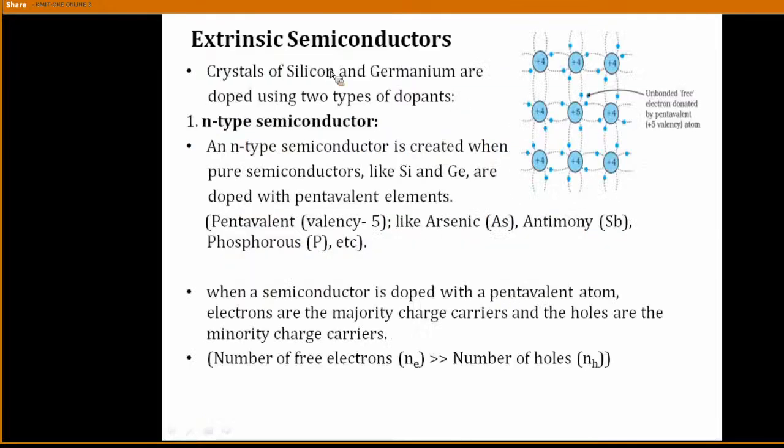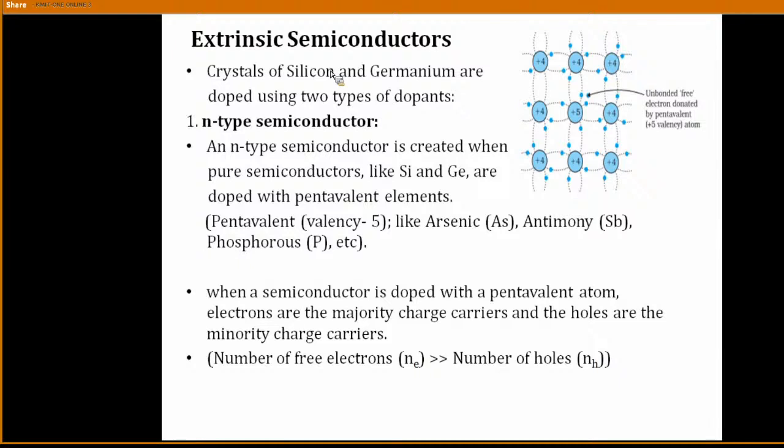Now, what are extrinsic semiconductors? These are the doped semiconductors or impure semiconductors. Already I discussed this in the last class. Now, why are we going for the extrinsic semiconductor? All the devices we have nowadays are extrinsic semiconductors only. You cannot design anything with the intrinsic semiconductor. Already I discussed this in the last class.